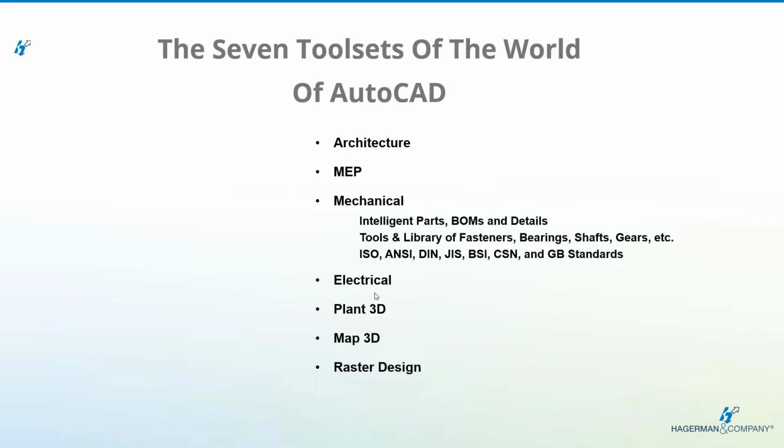Mechanical, this is all 2D. There's no 3D in Mechanical, but it's 2D intelligent parts, BOMs, details. It's got a whole slew of tools and libraries for doing fasteners, bearings, shafts, gears, whatever you can think of mechanical wise. It's got it in there with all these ISO, ANSI, DIN, JIS, all these different standards that are built into the product. So it's kind of like a 2D version of Inventor, although Inventor is a little bit more robust, so I don't want you to think it's like Inventor in 2D, but it is the step down for 2D of Inventor type work.